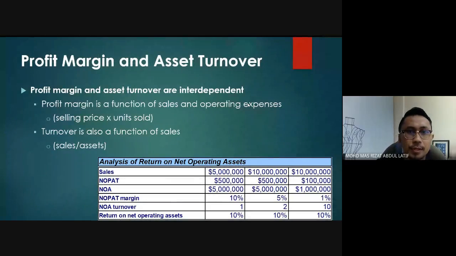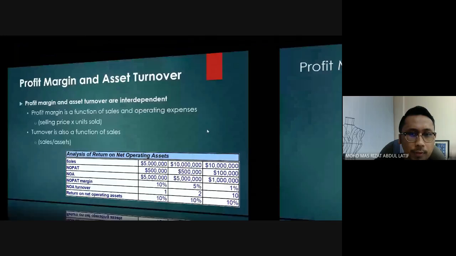Okay, so here dia sentuh sedikit pasal profit margin and asset turnover tadi. So dia segregate tadi lah, the second level segregation tadi. The profit margin is a function of sales and operating expenses. Turnover is also a function of sales. So kat sini dia tunjukkan lah, okay, how can they segregate the profit margin and asset turnover.